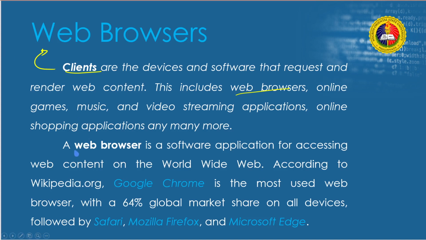Next, this time around, we'll focus more on the web browser. Anyway, for streaming applications and games, all those processes are the same, but in this discussion we will focus more on the web browser. A web browser is a software application for accessing web content on the World Wide Web. According to Wikipedia.org, Google Chrome is the most used web browser with a 64% global market share on all devices, followed by Safari, Mozilla Firefox, and Microsoft Edge. So Chrome is the most widely used web browser in the entire world. Basically, 64% of all the devices around the globe are using Google Chrome. That's why in this course, we will be using mostly Google Chrome when it comes to designing a website.